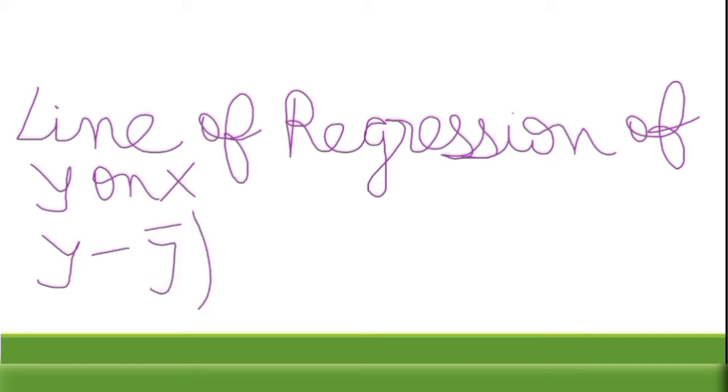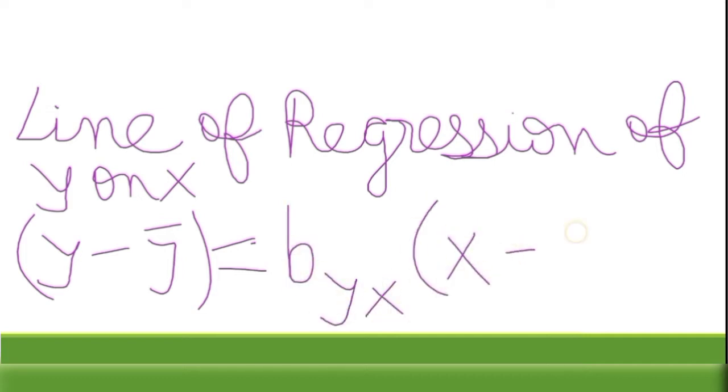So to find out the line of regression of y on x, it is y minus y bar equal to byx into x minus x bar.